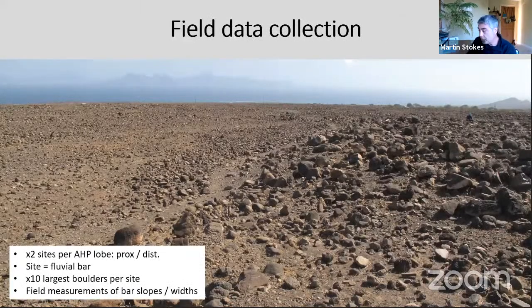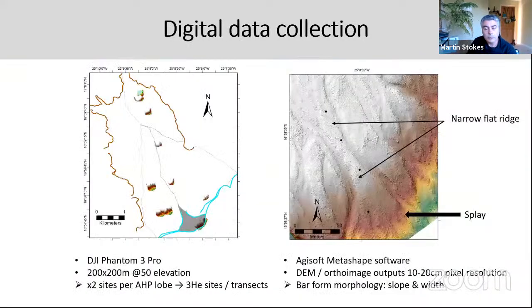So you need some field data, and we've essentially sampled the 3 different lobes related to those 3 different African humid periods. We've subdivided each lobe into a proximal and distal setting. We've selected some really nice fluvial bars, and then from each one of those bars for a given site, we've measured the 10 largest boulders that we can find. And then we've also got some fairly old style field measurements of bar slopes and widths and so on.